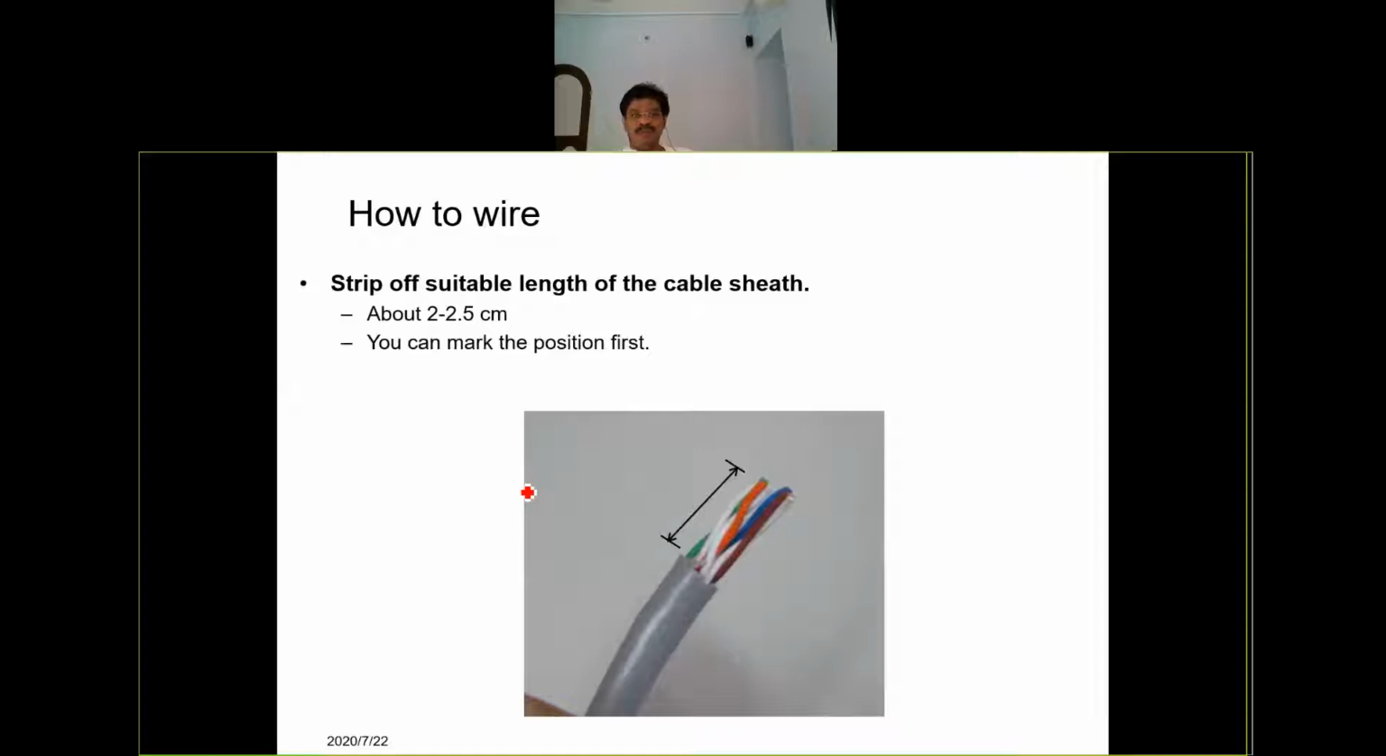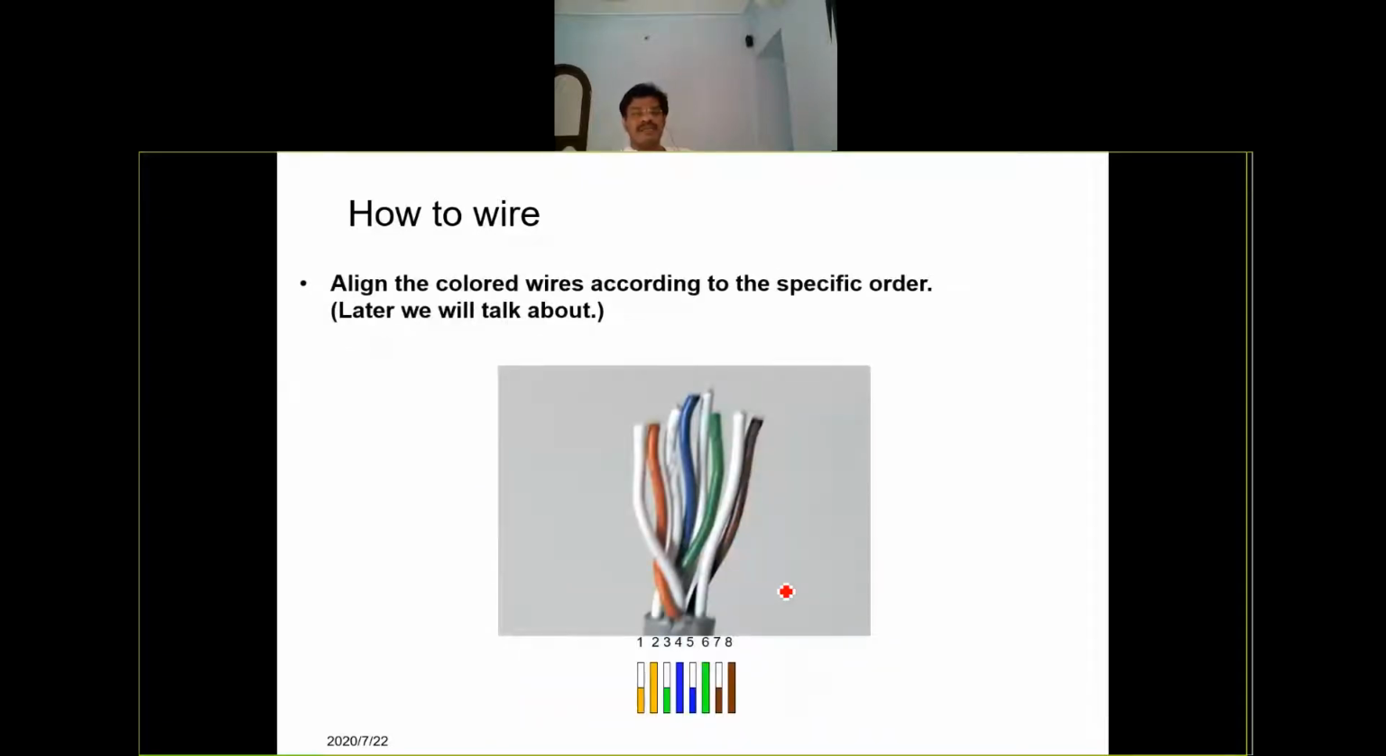Strip off a suitable length of the cable sheath. Remove this particular cable sheath. The conductors are now visible. There are 4 pairs of conductors. These 4 pairs of conductors need to be properly separated. See here, these 4 pairs are properly separated and aligned in a specified sequence.